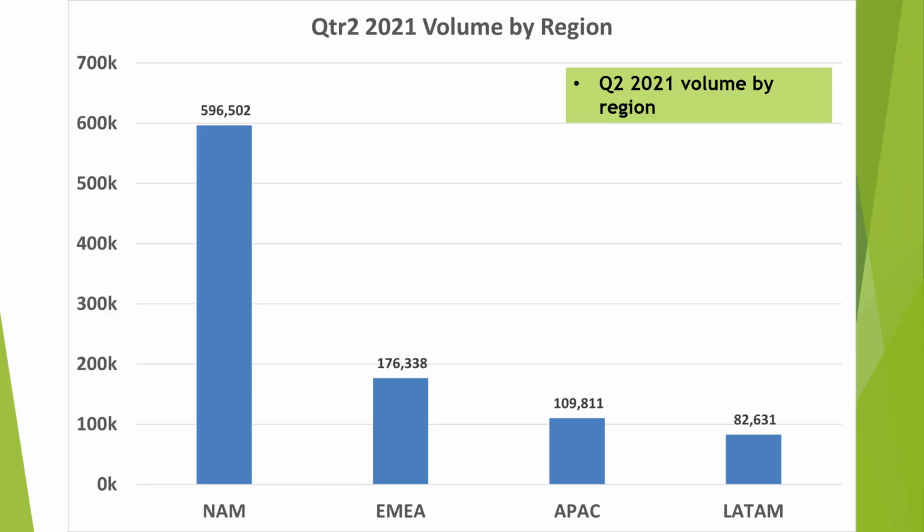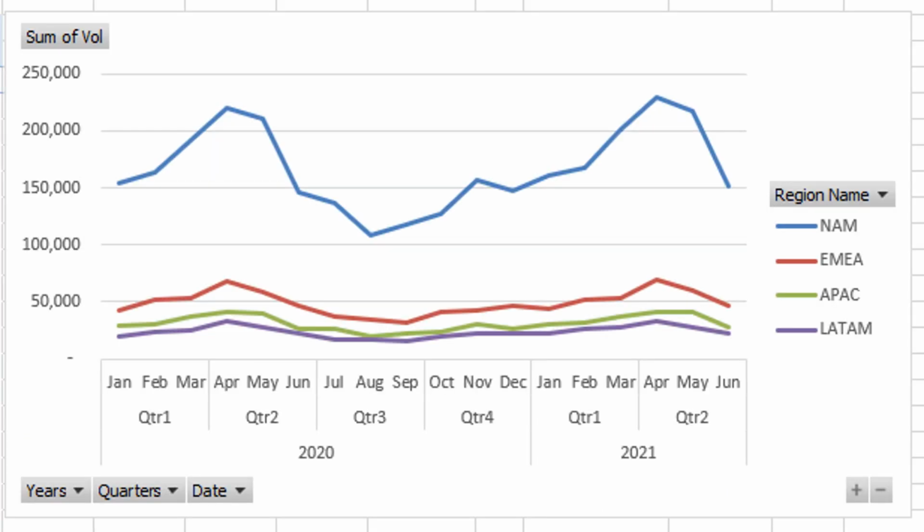From this pivot table, we did a line chart of Q2 of 2021. We also did a line chart of the total volume per quarters and per regions. From this chart, we can see that there's some kind of seasonality peaking at Q2s.